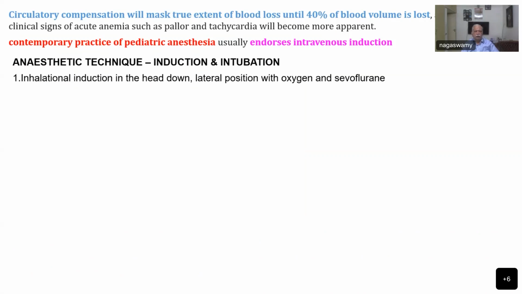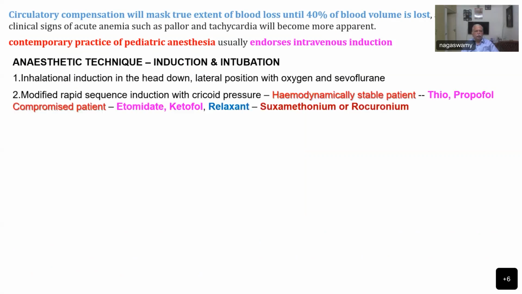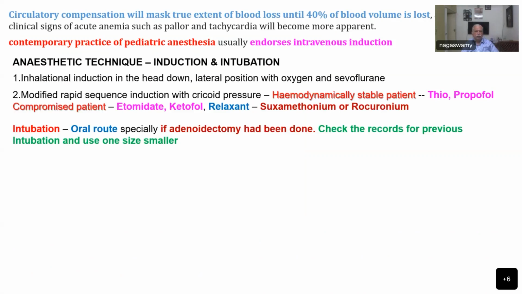The induction agent, this is the discussion between pro and con of various options. So inhalation induction with oxygen and sevoflurane, and in a hemodynamically compromised patient, you can go for etomidate or ketofol. Relaxant option is between succinylcholine and rocuronium for RSI. Intubation, oral route, especially if adenoidectomy has been done earlier. Check the records for previous intubation and use one size smaller.